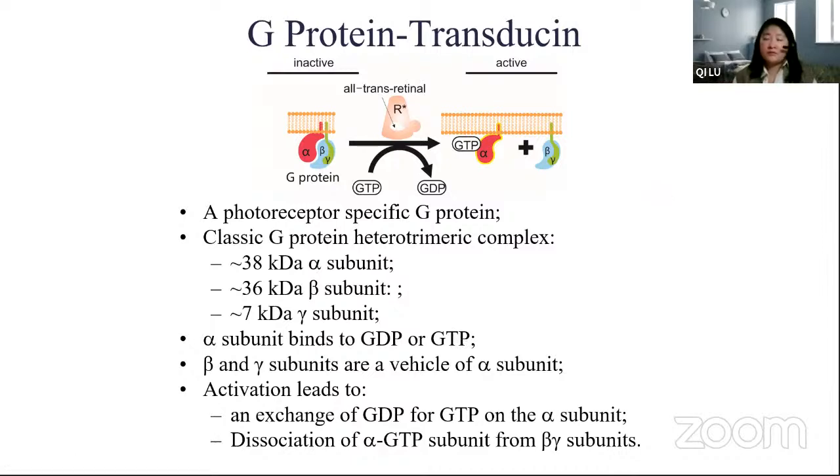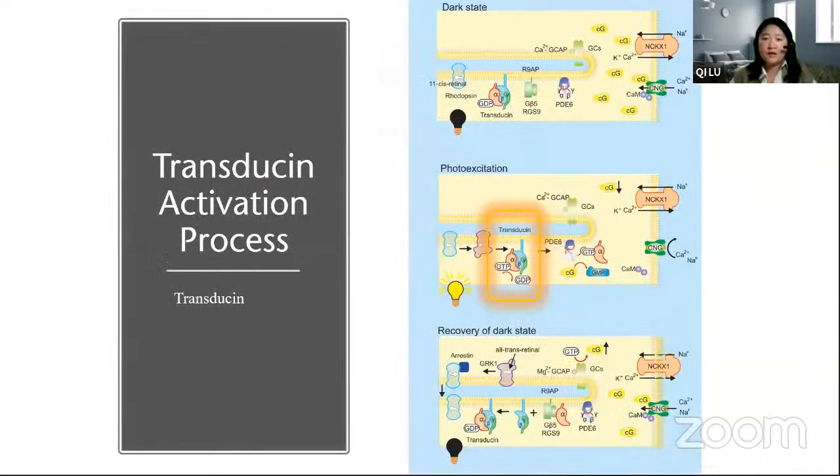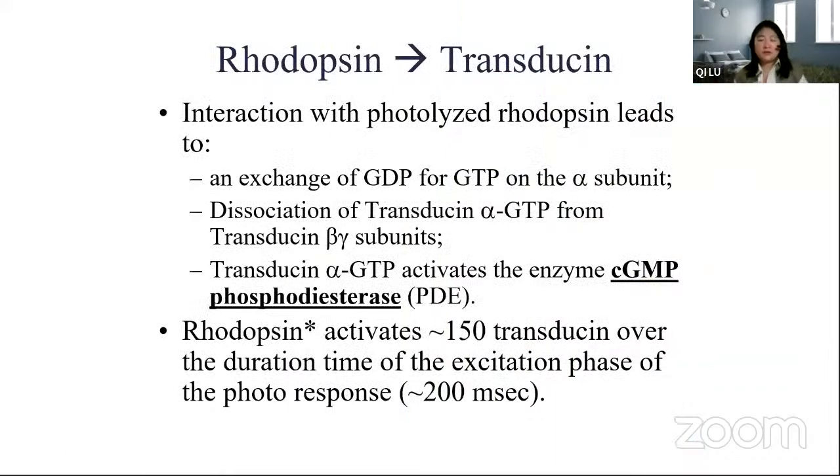And the alpha subunit of the G protein is going to activate the downstream effector, which is the PDE6. So we've just talked about transducin, and that's a G protein. And the next step is the PDE6. Within 200 milliseconds, the activated rhodopsin, and in the following structures I'm going to use a rhodopsin star to indicate the active state of the rhodopsin, can activate about 150 transducin over the duration of the excitation phase.